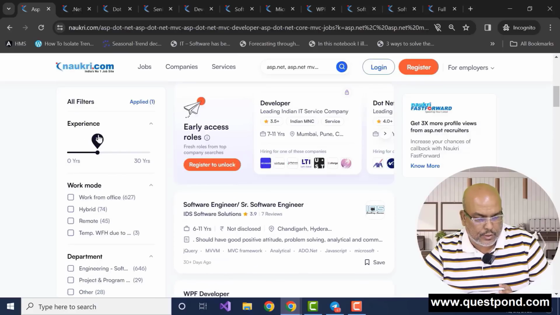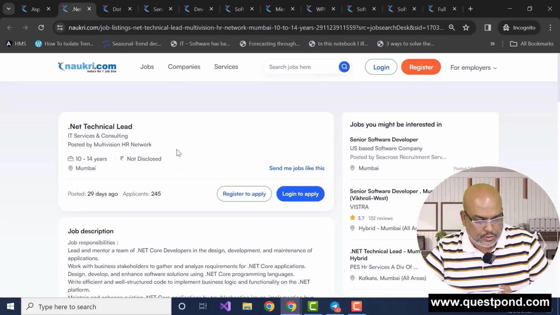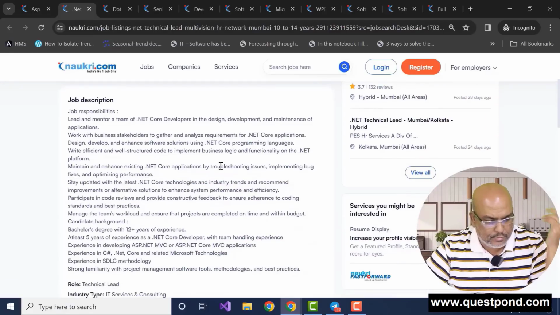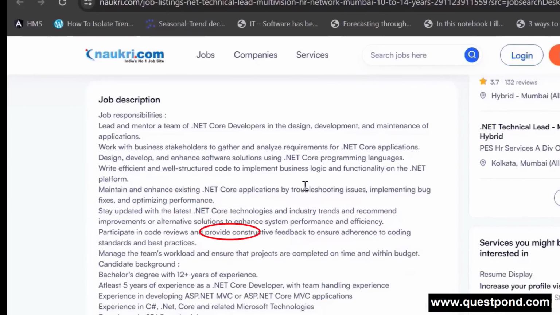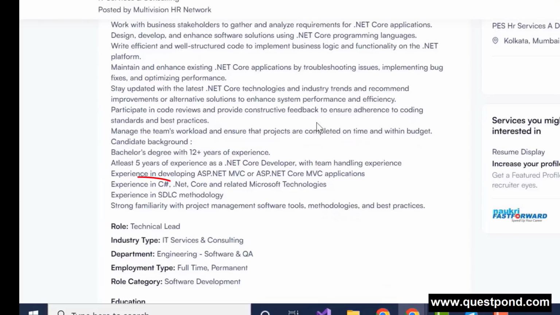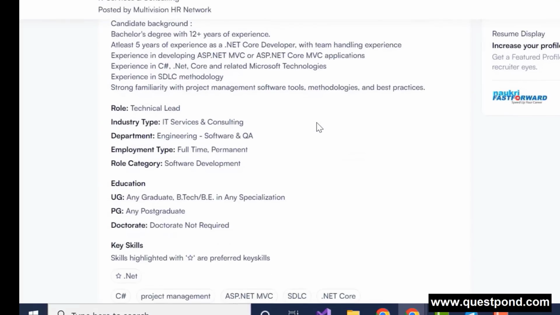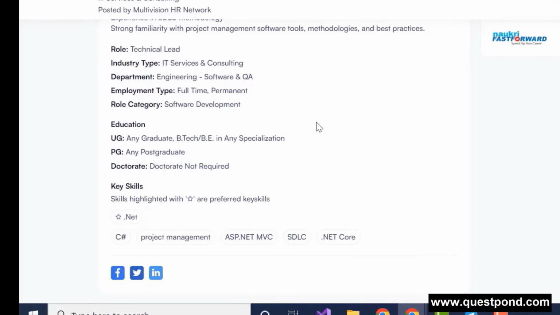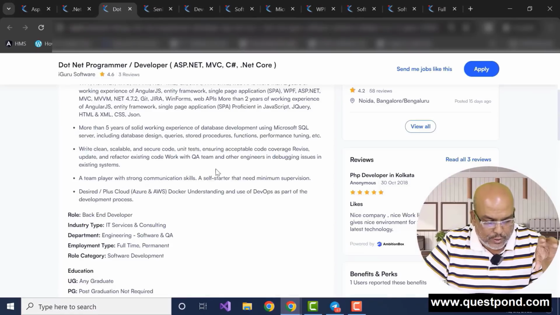Okay, so let us see. So this is 10 to 14 years I can see out there. Right, again, look at it. ASP.NET Core, C#. They have not mentioned anything about Azure over here, right? Let me move to the next one.